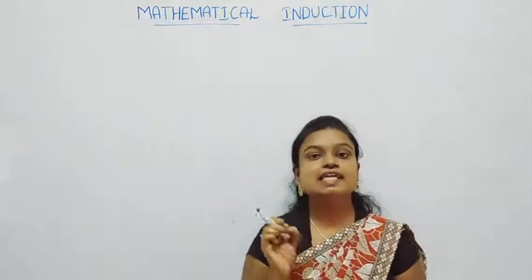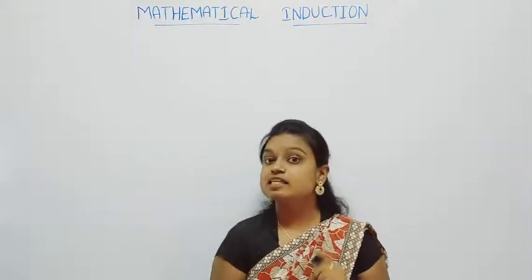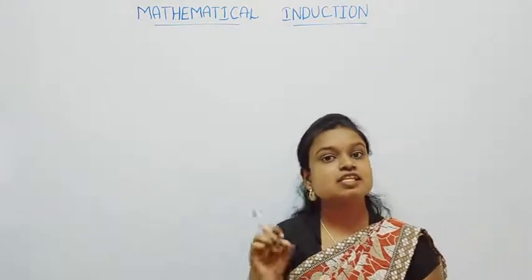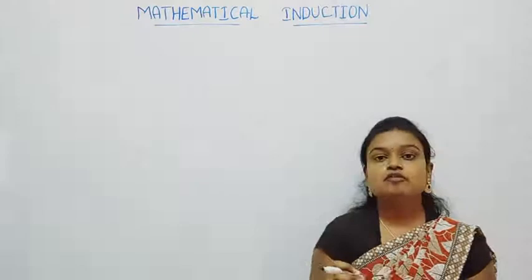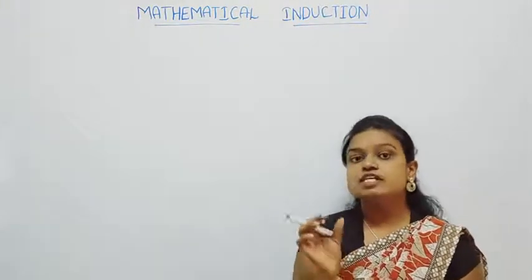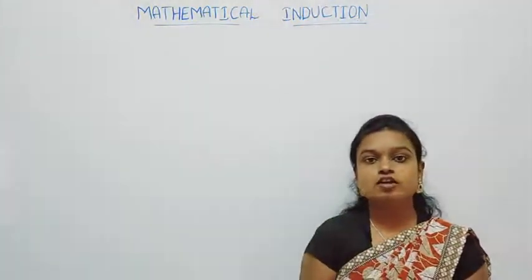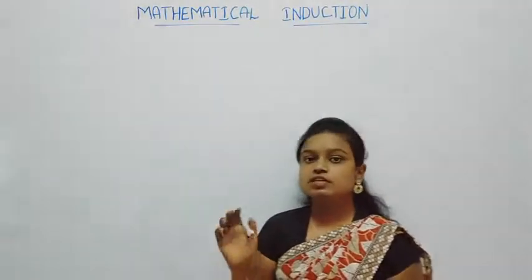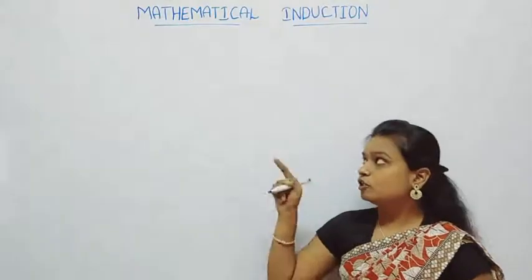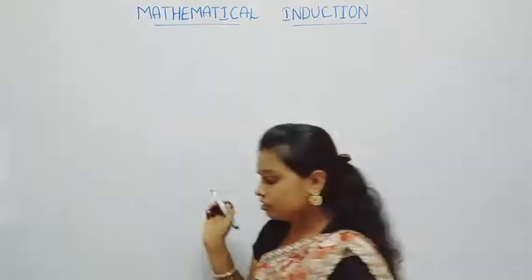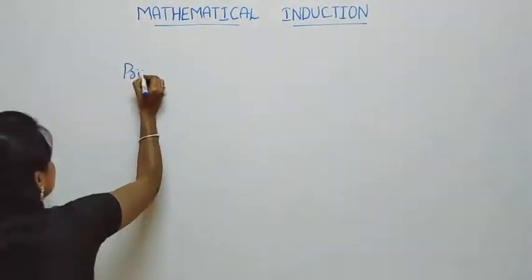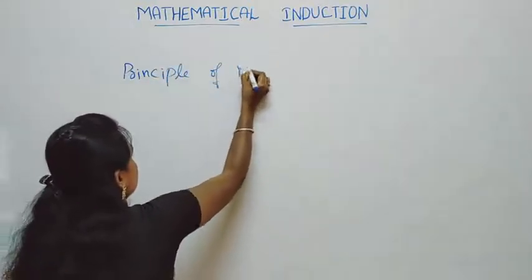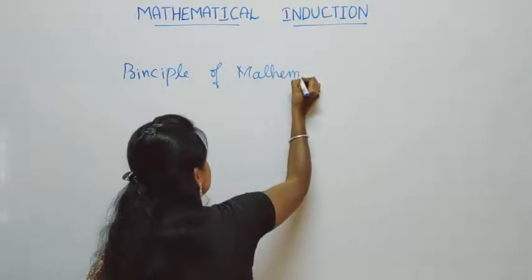Proving the validity of certain results involving natural numbers. Mathematical induction is one of the methods of proving the validity of certain results that involve what? Natural numbers. It is one of the methods. So there is a principle to solve using mathematical induction. That is the principle of mathematical induction.